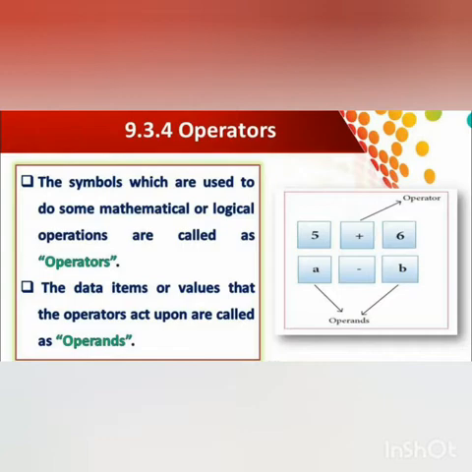What do you mean by operands? The data items or values that the operators act upon are called operands. So, here the example is 5 plus 6. 5 and 6 are the operands and plus is the operator. The plus operator performs the addition operation on this data. The next example is A minus B. Here, A and B are operands and minus is the symbol to perform the subtraction operation on this data.